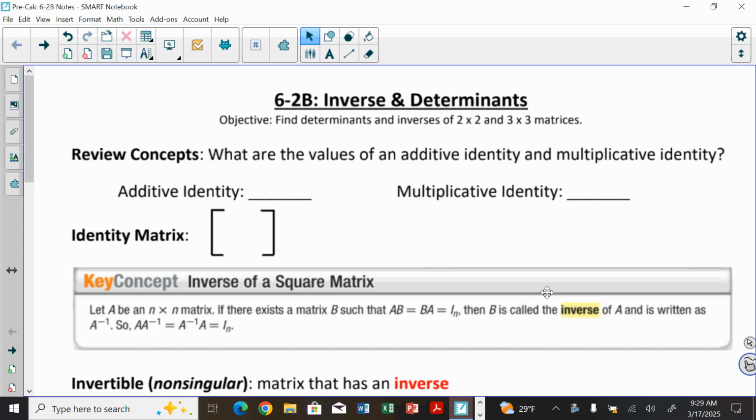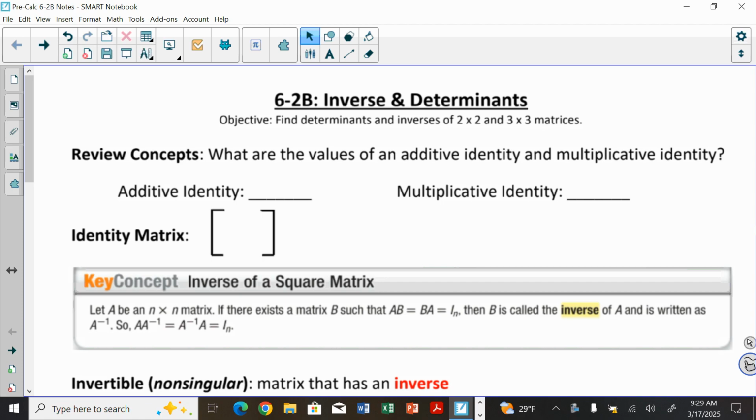Okay, 6.2b, inverses and determinants with matrices. So we're going to look at some square matrices, 2x2s and 3x3s, and find determinants, get the inverses and things like that. So first, let's talk about the inverse and what it is. But first, before doing that, we've got to look at a couple different things.